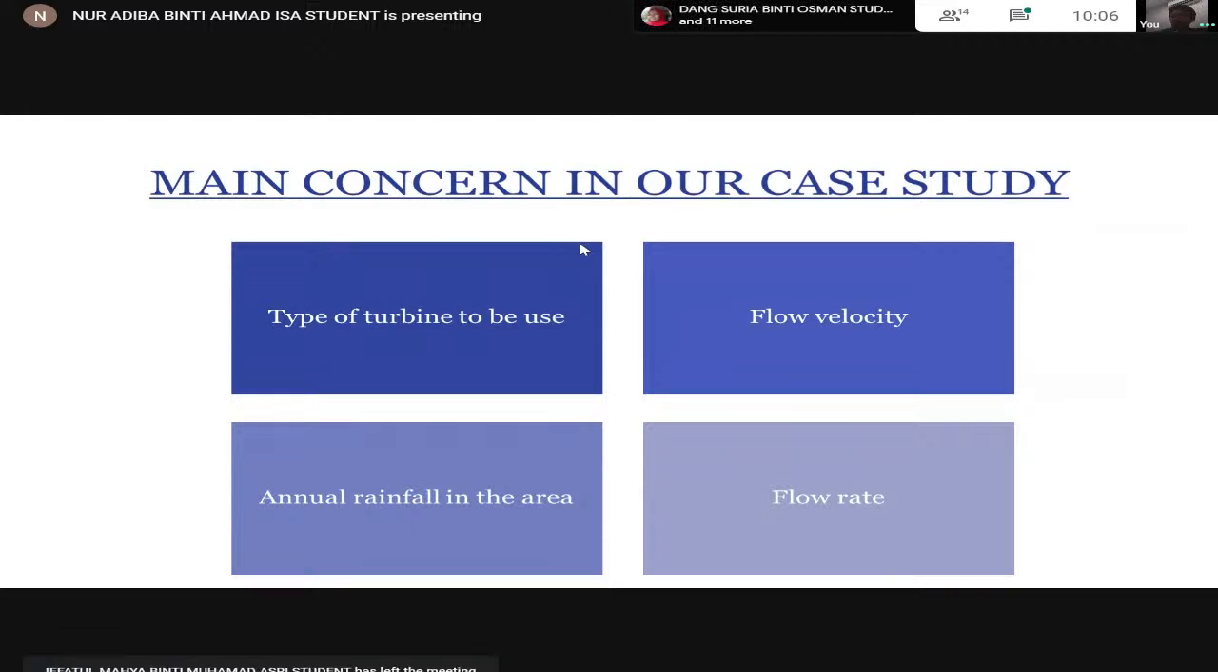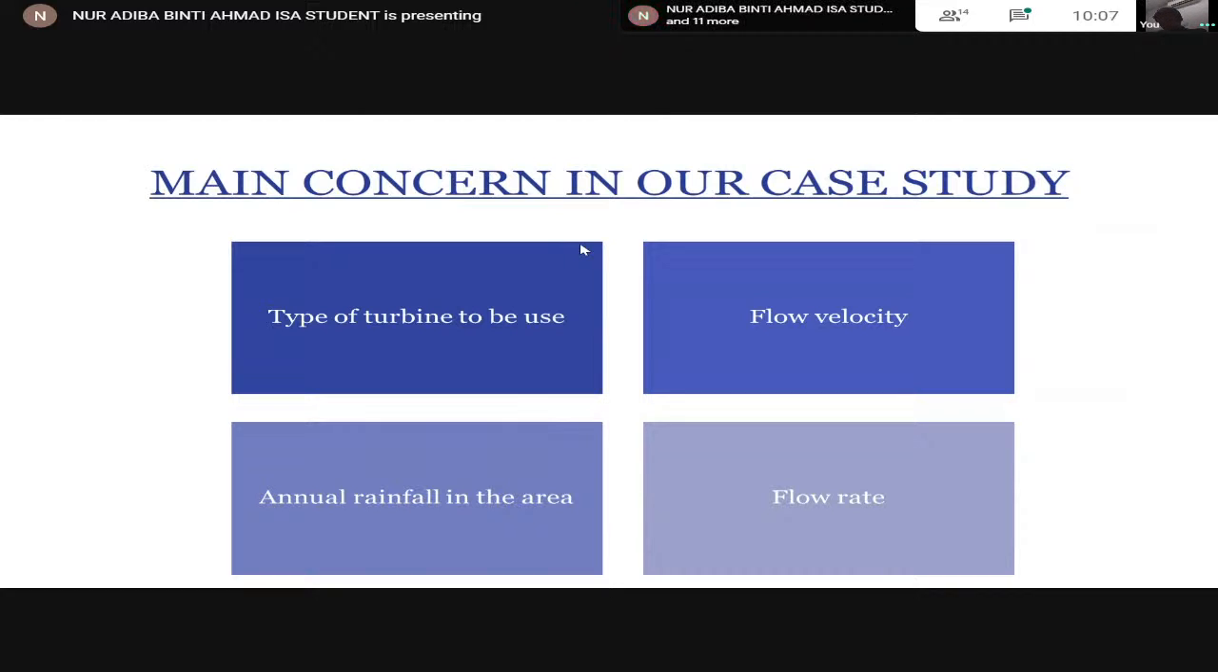So instead we have four main concerns in our case study, which are the type of turbine to be used, flow velocity, annual rainfall in the area, and flow rate. So for the type of turbine to be used, we have to choose the turbine that can generate enough electricity for the area of the waterfall at Kota Tinggi.